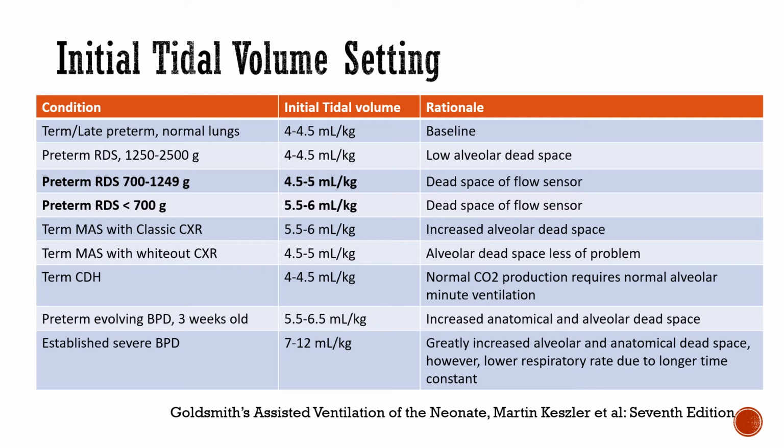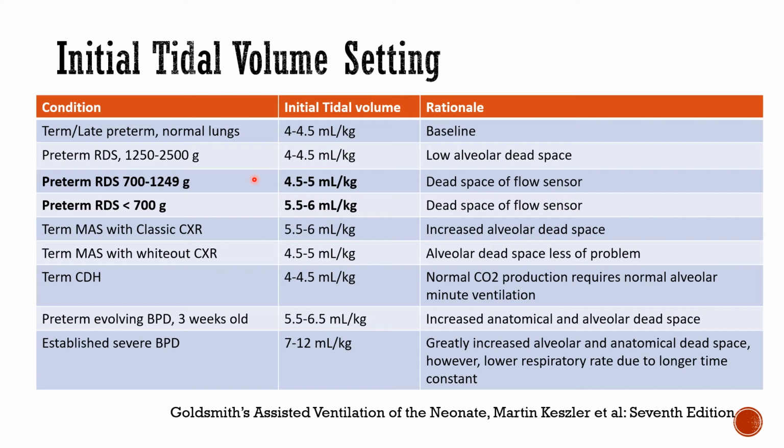What should be the initial tidal volume setting? It is based on the pathology of the lungs. So typically our baseline tidal volume is 4 to 4.5 ml per kg, which would be required in normal lungs, term or late preterm, as well as in preterm RDS between 1.2 to 2.5 kg.